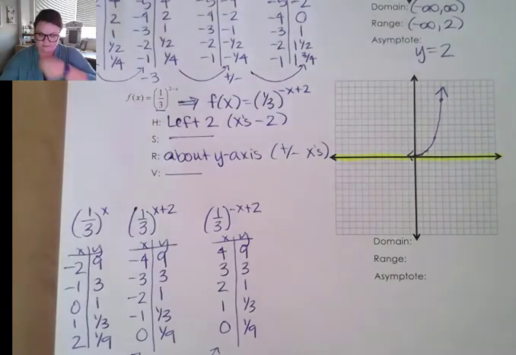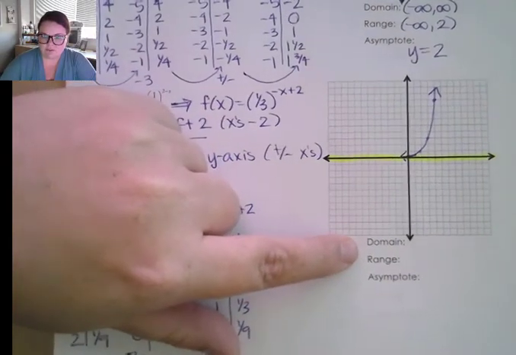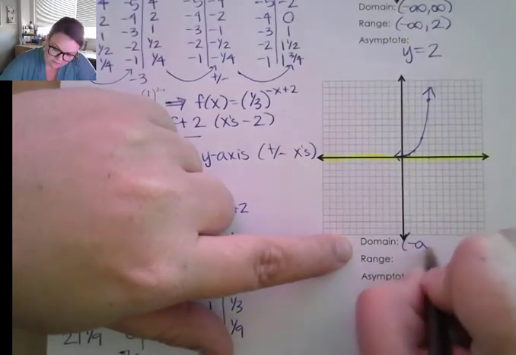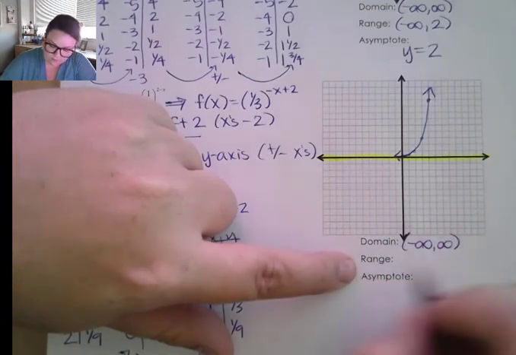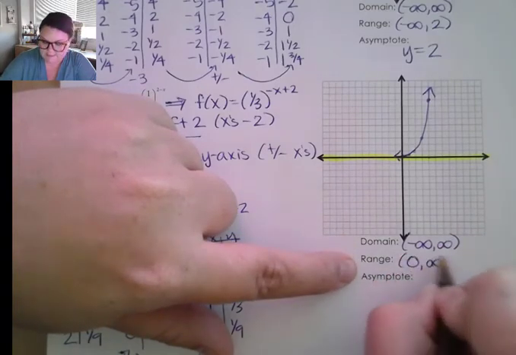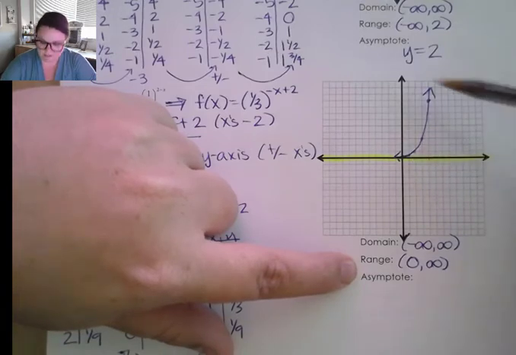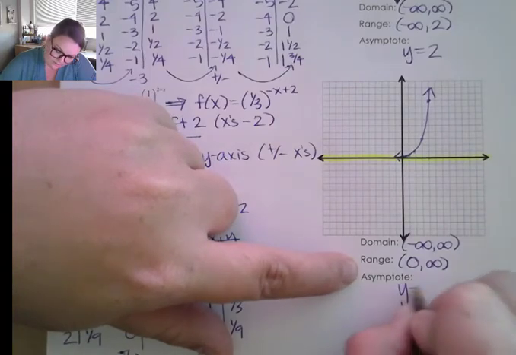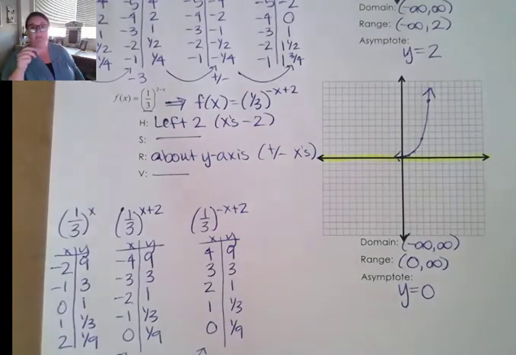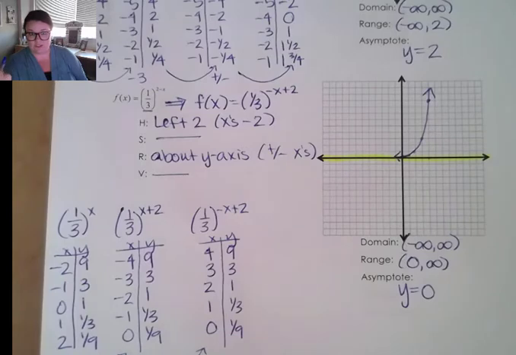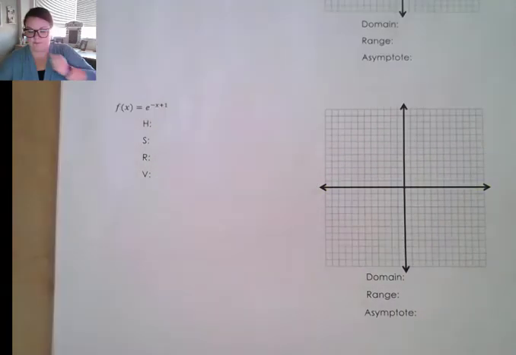0. So the domain for all exponential functions is -infinity to infinity. Our range in this case is going to be from 0 to infinity, because it can't go below our asymptote here, right? And then it continues on up. And our asymptote is at y equals 0. Again, make sure you write y equals, not just 0. Okay. I'm going to look at 2 more, and then I'll have y'all try a couple.